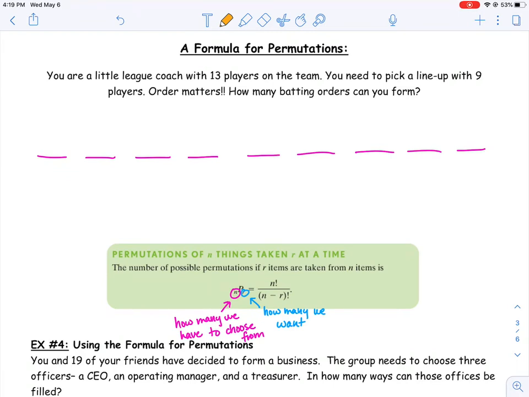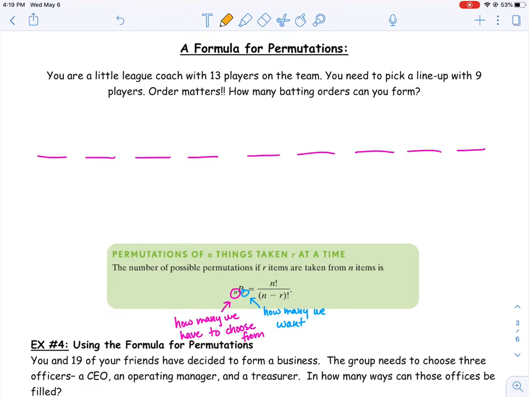So it says here you're a Little League coach with 13 players on your team. You need to pick a lineup with 9 players. And order matters, right? In baseball, don't you have certain players go first, second, third, last, and so on? So order matters. And because order matters, we know that this is going to be a permutation. When we can rearrange things and order makes a difference, we call that a permutation. I have 13 players. I want to pick 9 of them. How many different batting orders could we possibly form?